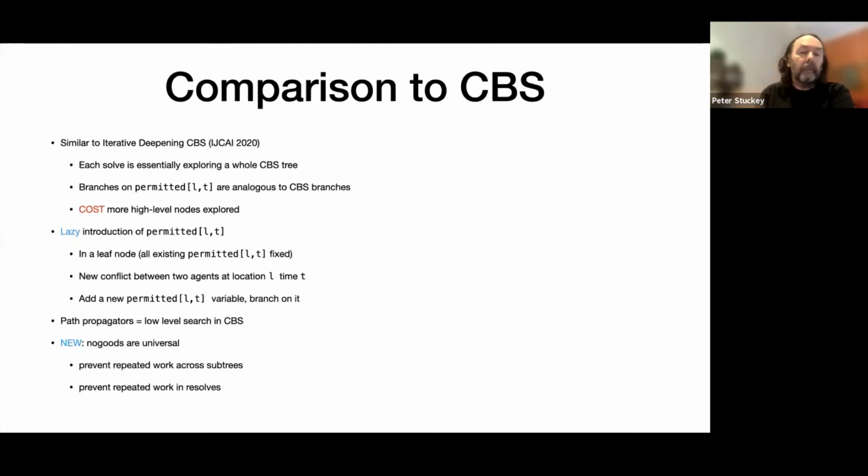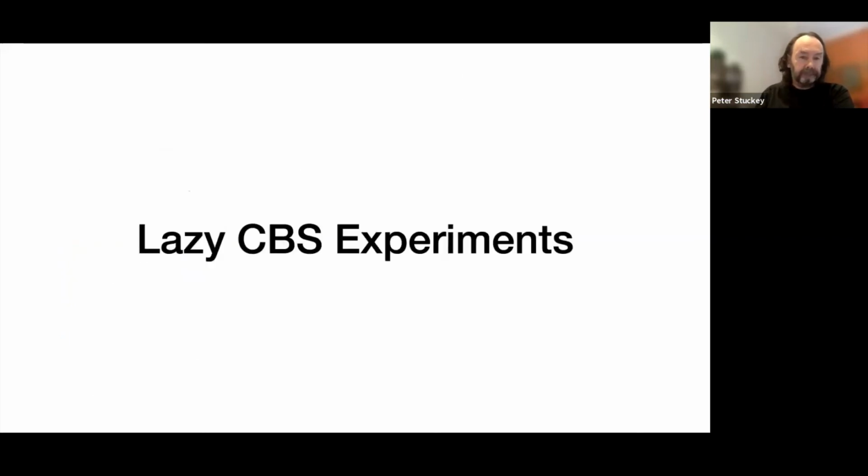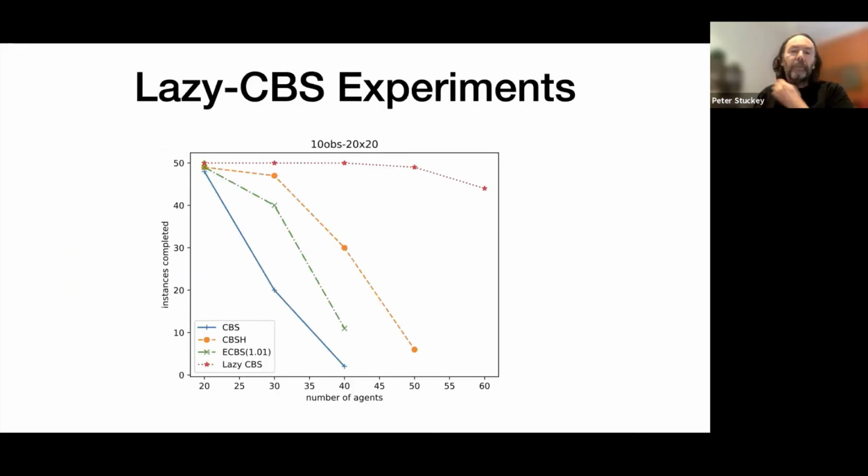And so that ends up with our learning: remembering all the problems we've seen before, we exponentially reduce the search space. So just to show you some brief experiments, if we take lazy CBS compared to two variants of CBS, here on a 20 by 20 map with 10% obstructed edges, you can see that lazy CBS is far beyond the other methods.